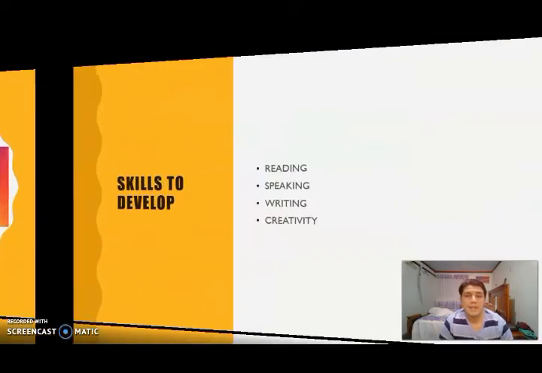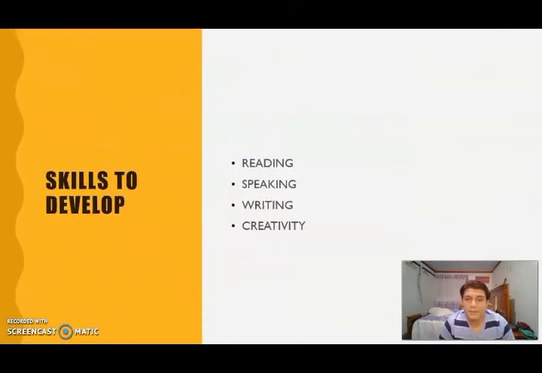These are the skills that our students are going to develop during this activity. The first is reading, because they need to read a lot of things about the touristic places, and we know that they can just use Google Translator, but they come to read something at least.